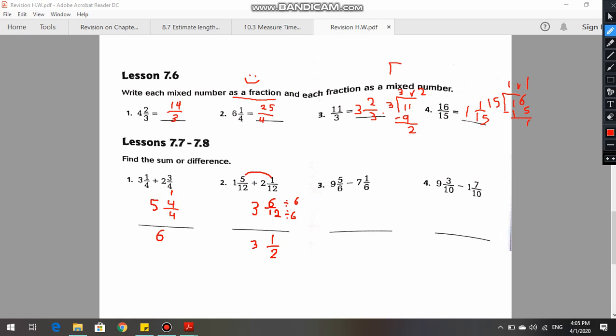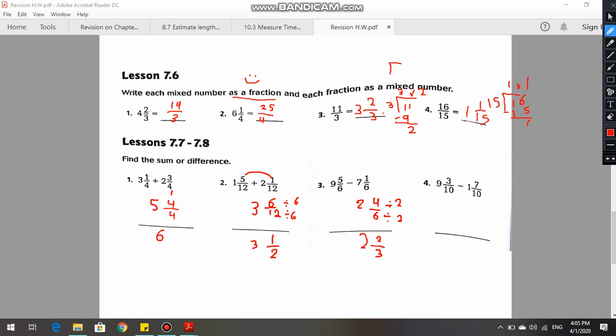Now 5 minus 1 equals 4. Denominator never change. Now 9 minus 7 equals 2, and I can simplify it. 4 and 6, both of them are in table 2, so divide 2, divide 2. 4 divided by 2 equals 2, 6 divided by 2 equals 3, and I have 2 as a whole number.